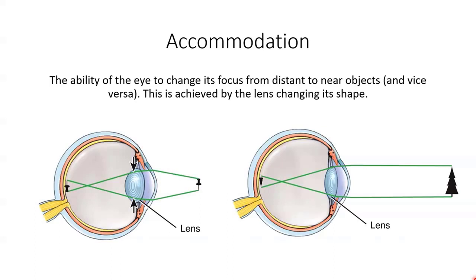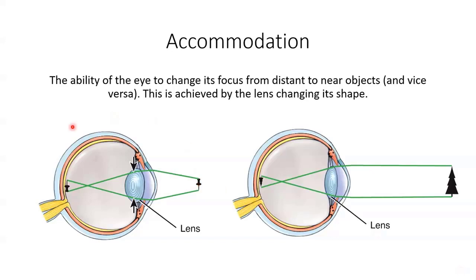So accommodation is the ability of the eye to change its focus from distant to near objects and vice versa. And it's achieved by the lens changing its shape. When the lens changes shape, the light bends either more or less sharply to focus on the fovea centralis and the macula lutea in the center of the retina.